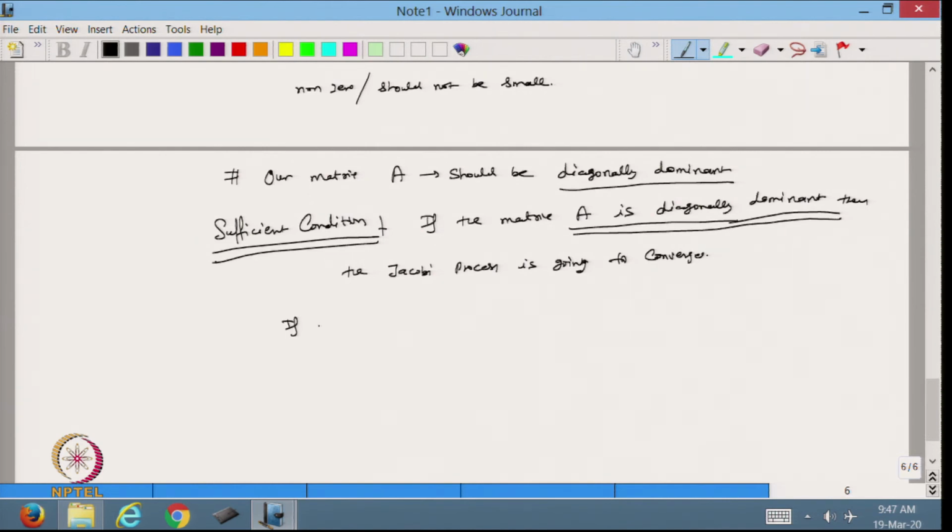So this is the if condition: if the matrix A is not diagonal dominant, then we interchange the rows to make it diagonal dominant.